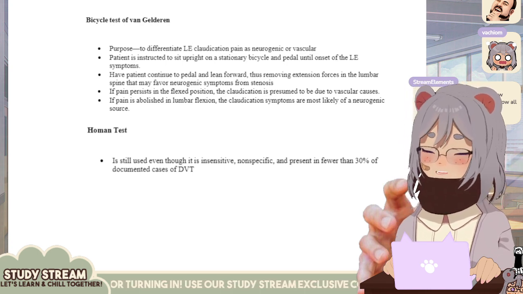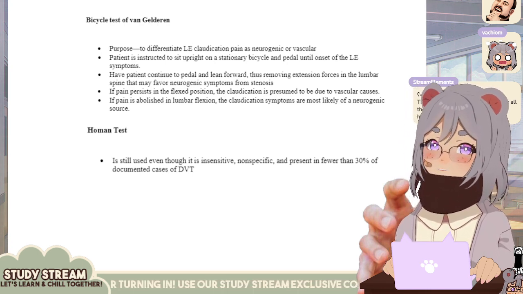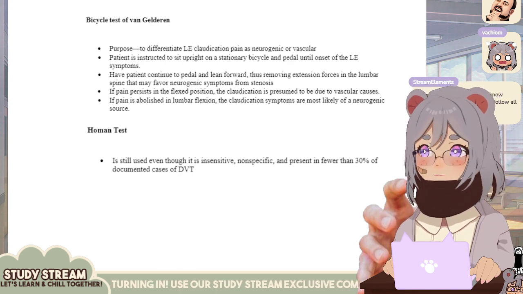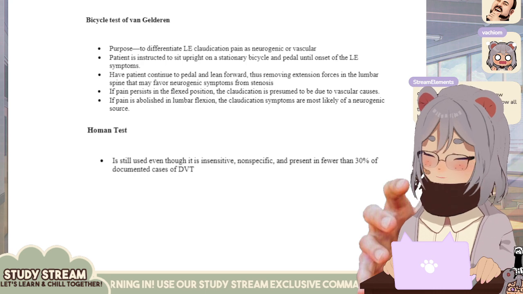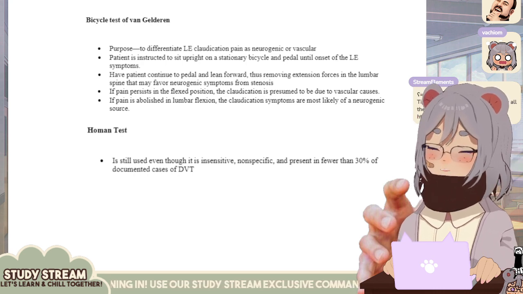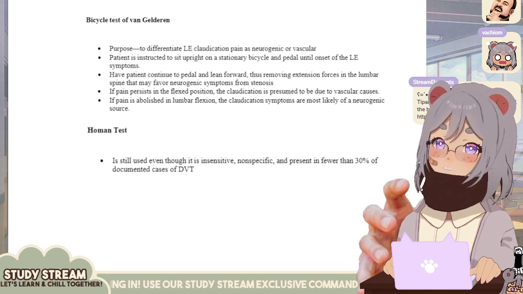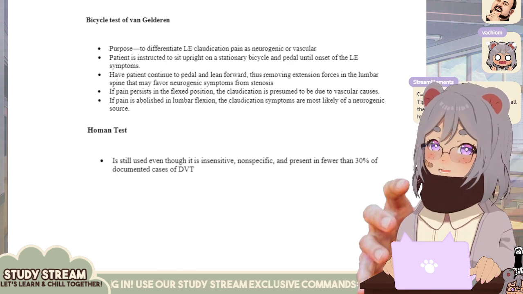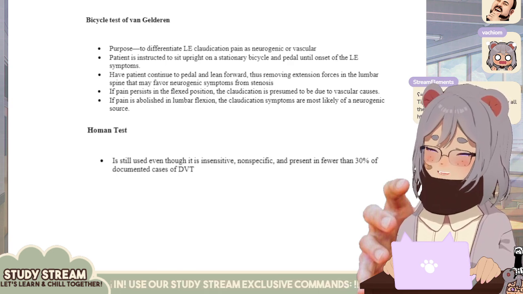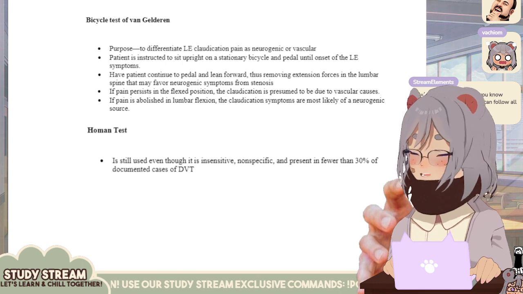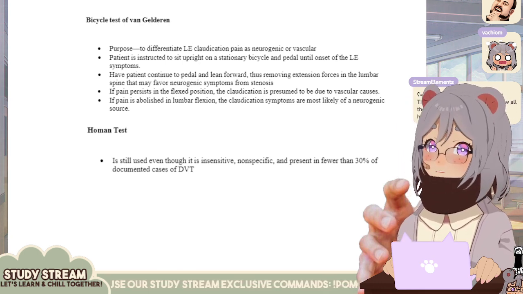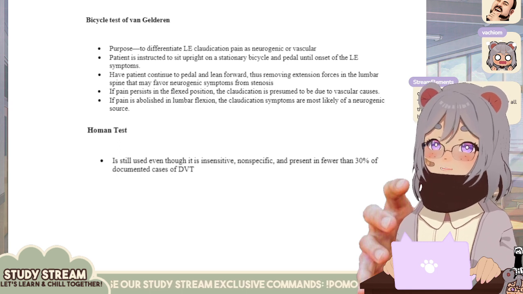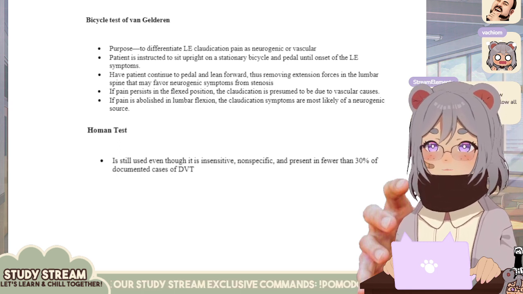But the bicycle test takes it a step further: is this truly vascular or is it neurogenic? Are our nerves involved with this? The patient is instructed to sit upright at a stationary bike and pedal until they have those symptoms of claudication and feel pain. Have the patient continue to pedal and lean forward, which removes extension forces in the lumbar spine.